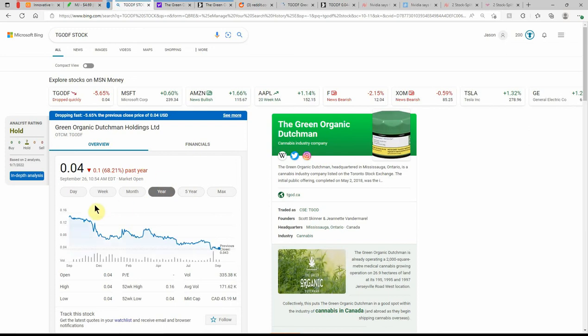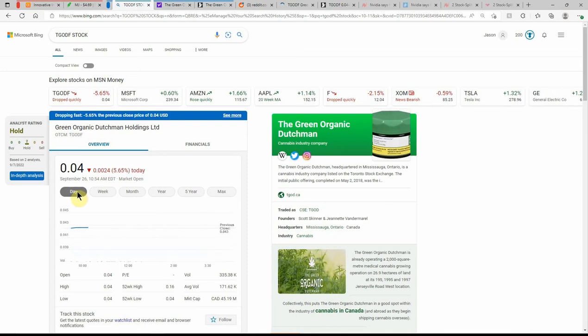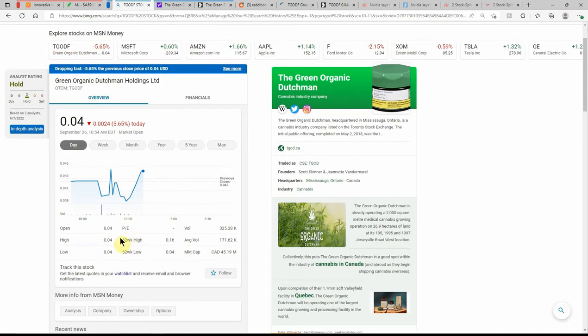This is Green Organic Dutchman, so you can see what they've done here over the last year. It was 15 cents about a year ago, and it just came down like a lot of the rest of them. The whole sector is down. It was 7 cents in the past month, hit a dip here, and you can see the volume pumping in at 4 cents, and that's where it's currently at. It's up and down in the last week, and it's actually up a little bit today, not much, but opened at 4 cents, high of 4 cents, low of 4 cents. It's a penny stock, 52-week high of 16 cents and a low of 4 cents, with 335,000 volume on an average of 171,000.